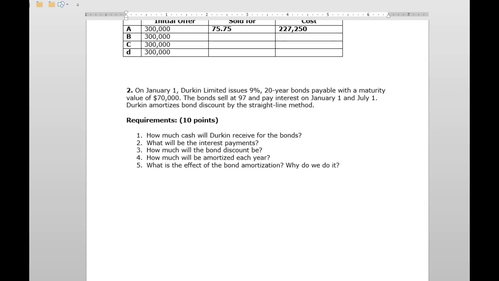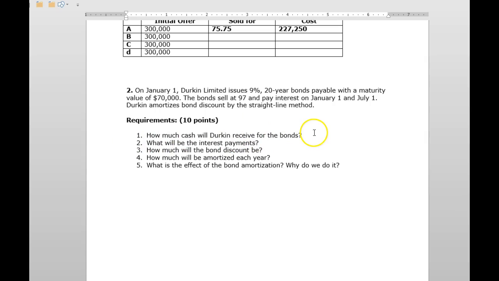And then we're going to do a little bit of, okay, how much cash will Durkin receive for these bonds? They're limited issues at 9%. They're 20-year bonds with a maturity value of $70,000. They're selling at 97, and they pay interest on January 1st and July 1st. And they amortize the bond, and it even tells you it's at a discount, right? And straight line, which is just like depreciation. You take the number of years and divide it into the amount of the discount.